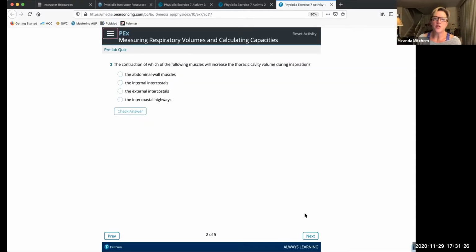The contraction of which of the following muscles will increase the thoracic cavity volume during inspiration? So here we need to know which muscles are associated with inspiration versus expiration. And the muscles that increase the thoracic cavity in inspiration are the external intercostals.